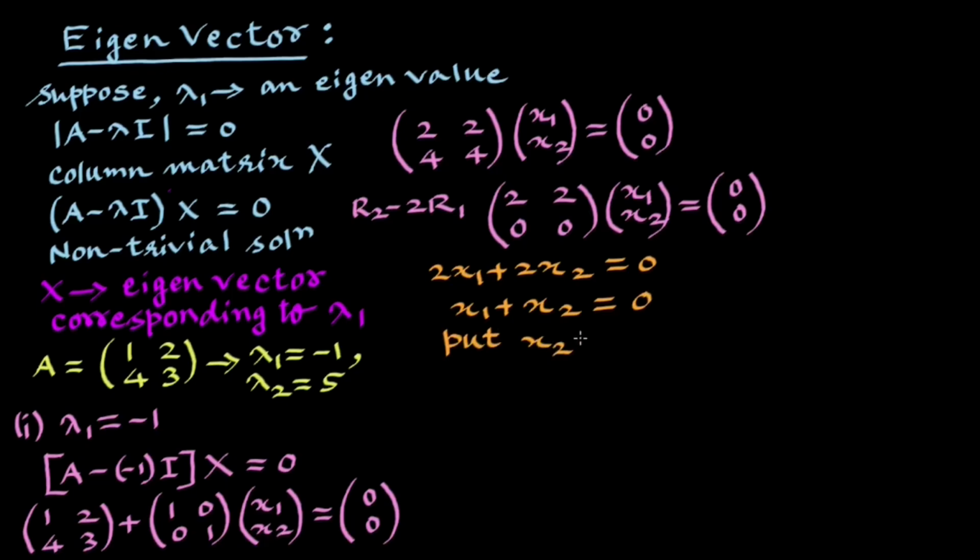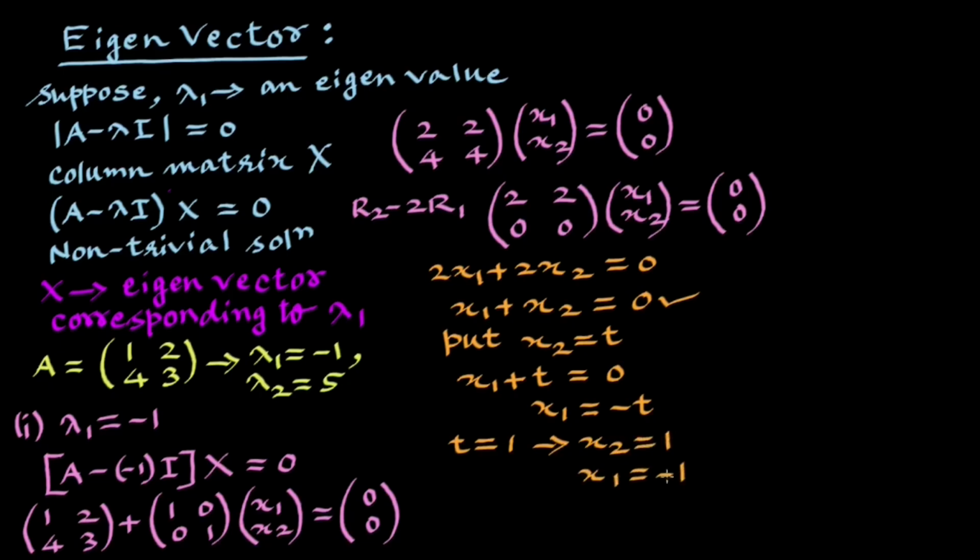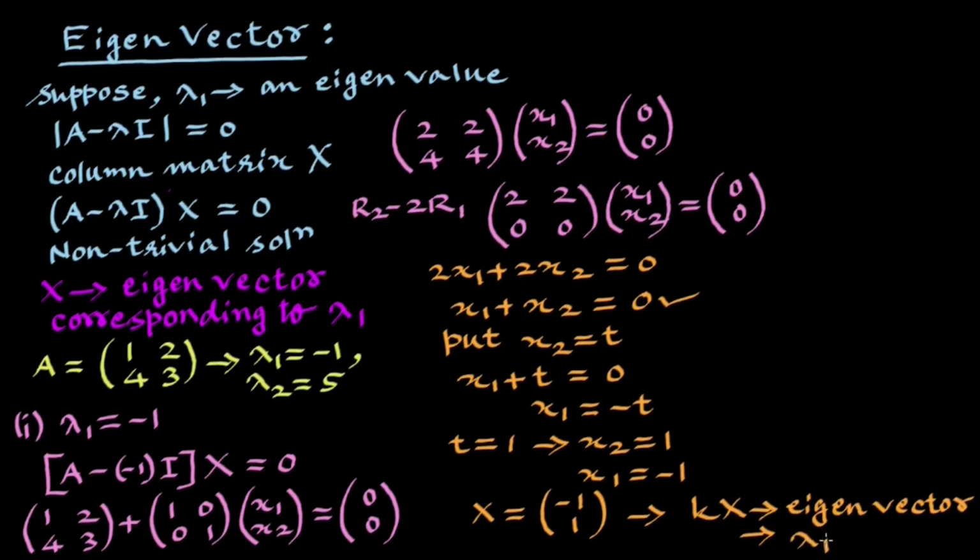We will put x2 equals t. So this equation becomes x1 plus t equals 0, giving us x1 equals minus t. Now by putting t equals 1, we get x2 equals 1 and x1 equals minus 1. So the eigenvector X will be minus 1, 1. Let us note that any non-zero multiple k of X gives us the eigenvector corresponding to eigenvalue lambda 1 equals minus 1. Next we will find eigenvector corresponding to eigenvalue lambda 2 equals 5.